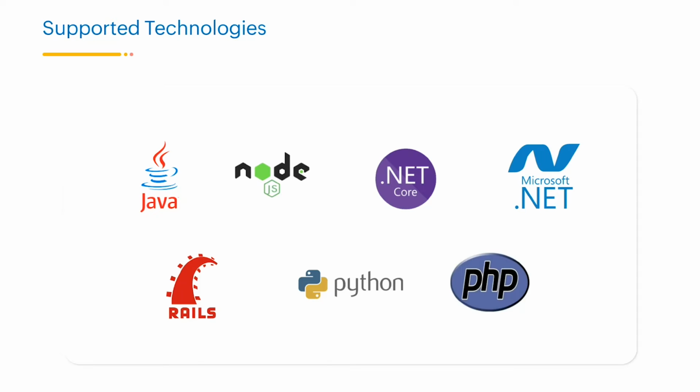The supported technologies in APM Insight are Java, Node.js, .NET Core, Microsoft .NET, PHP, Ruby on Rails, and Python.